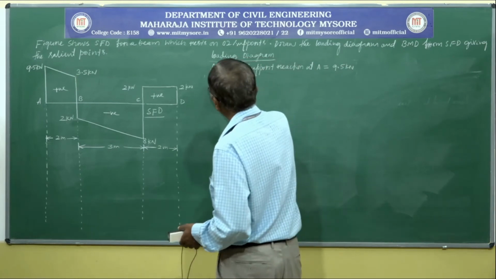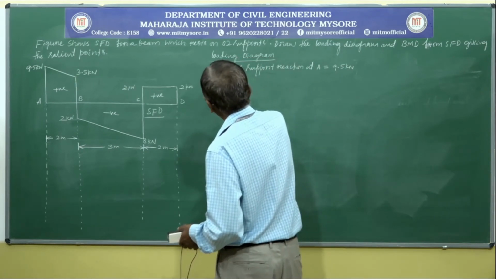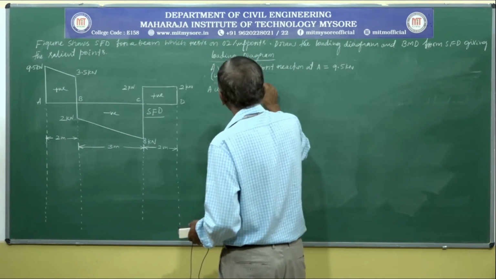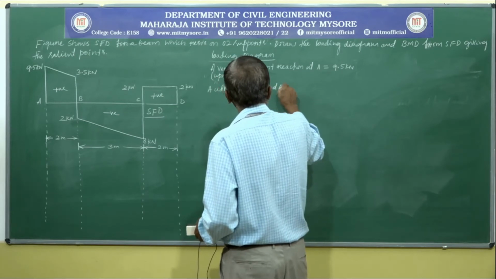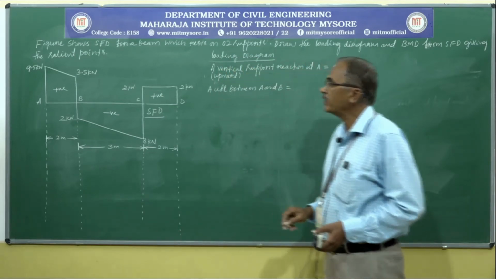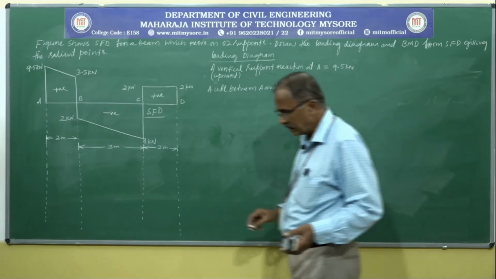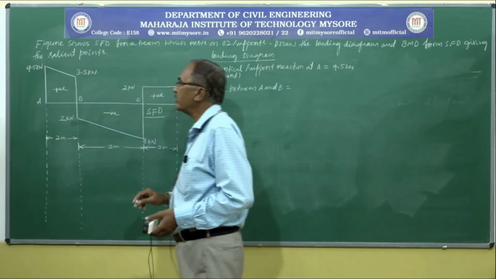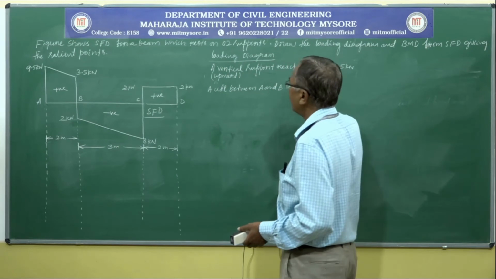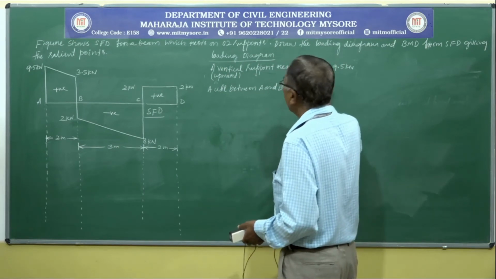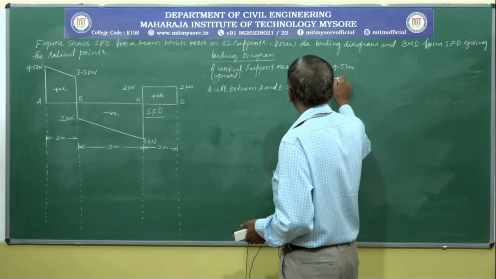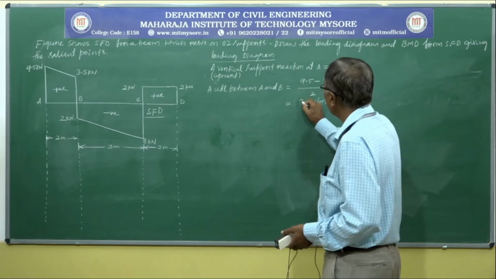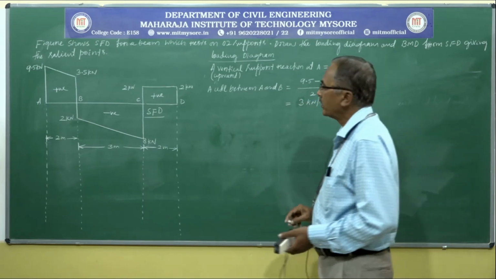Next, a UDL between A and B, calculate uniformly distributed load. Here the difference in load divided by the span gives us the intensity of UDL. So difference in load is 9.5 minus 3.5, that divided by the span of 2 meter, so it is 3 kilonewton per meter.